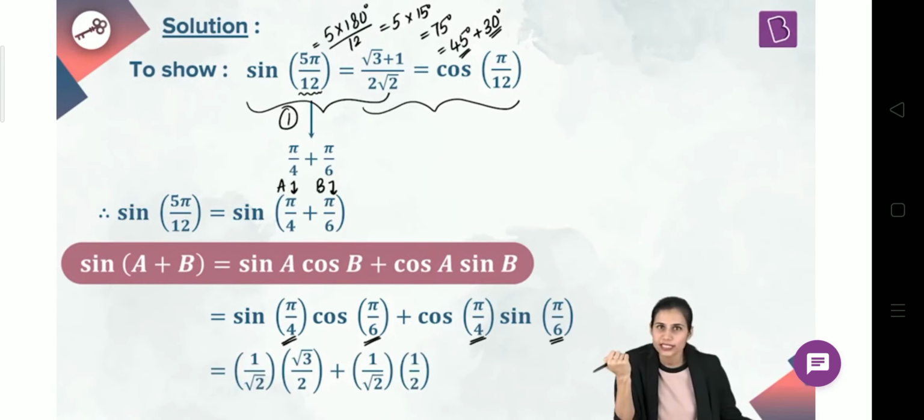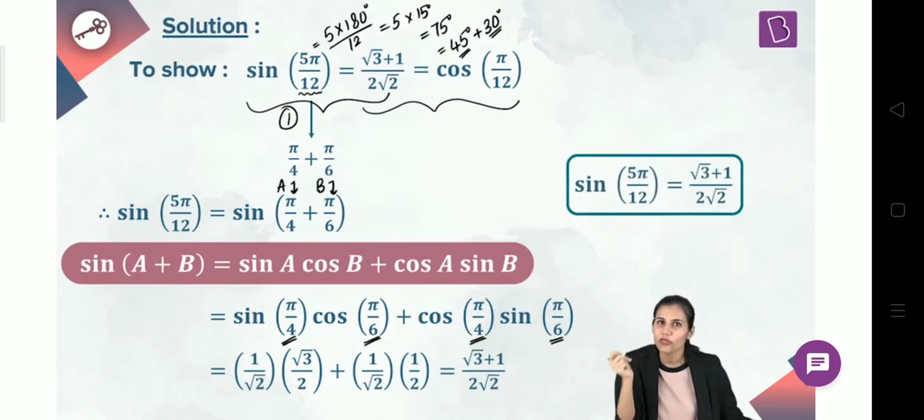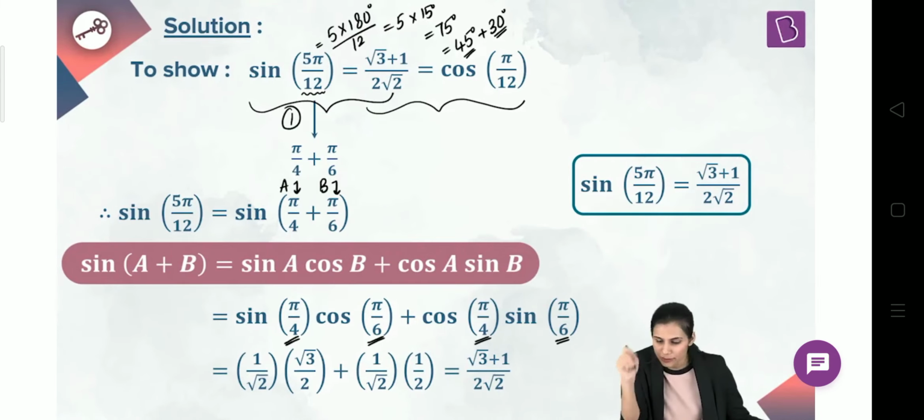Sine pi by 4 is sine 45, 1 by root 2, cos 30 is root 3 by 2, cos 45 is 1 by root 2, and sine 30 is again 1 by 2. On simplifying this, you get root 3 plus 1 by 2 root 2, and bingo, the first part of your equation is straight away proved: the value of sine 5 pi by 12 is nothing but root 3 plus 1 by 2 root 2.